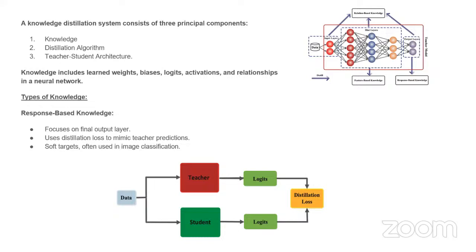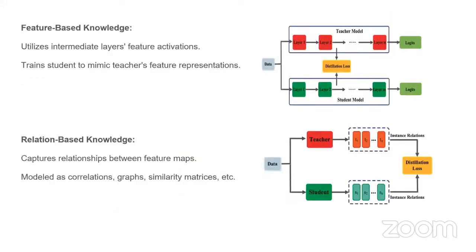The first is response-based knowledge, which focuses on the final output layer and uses the distillation loss to mimic the teacher's predictions. It uses soft targets. Often it is used in image classification. Then there is feature-based knowledge. It utilizes the intermediate layer feature activations. The student is trained to mimic the teacher's feature representation. Okay, so first is our teacher model and second is our student model. It is used for mimicking the teacher's model.